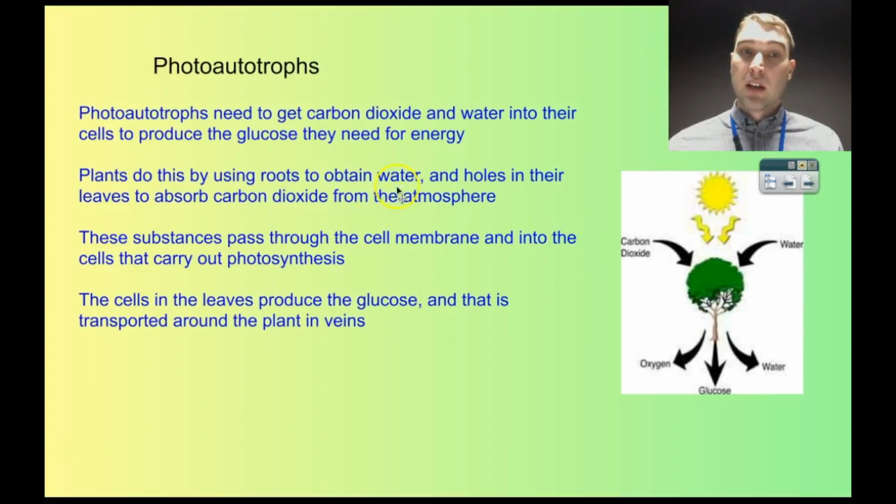Those substances have to pass through cell membranes to get inside cells, and then to the chloroplast for photosynthesis to occur. When the photosynthesis occurs, glucose gets produced, and that glucose can then be transported around the whole plant. So the glucose leaves the cells where it's being produced. Some of the glucose will stay, but some of it will leave. It's transported through vessels in plants to the other cells in the plant. So then the other cells in the plant can absorb the glucose and use that for their energy.